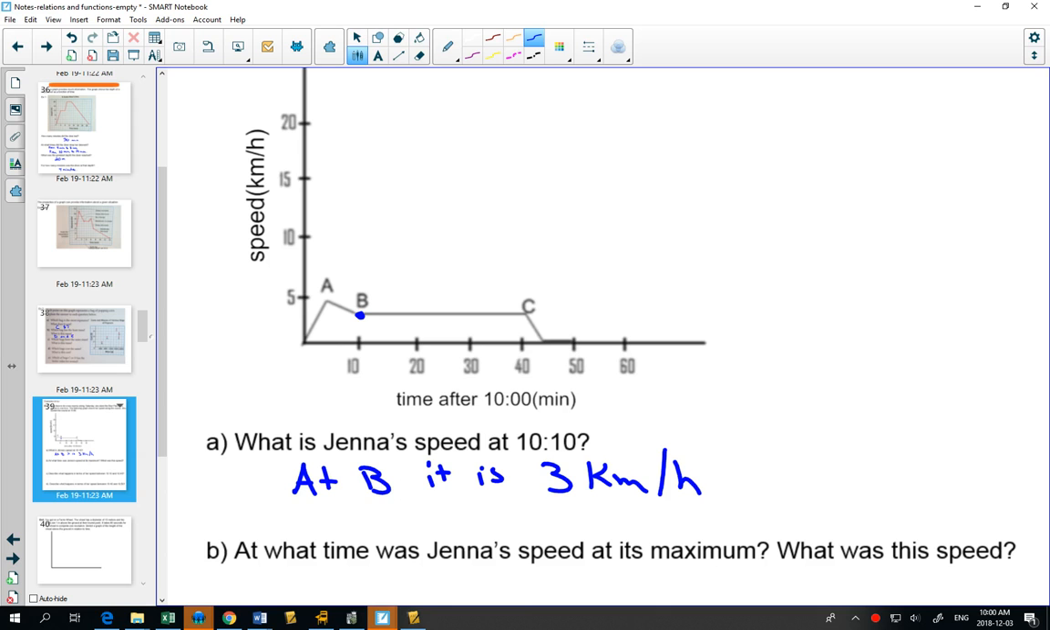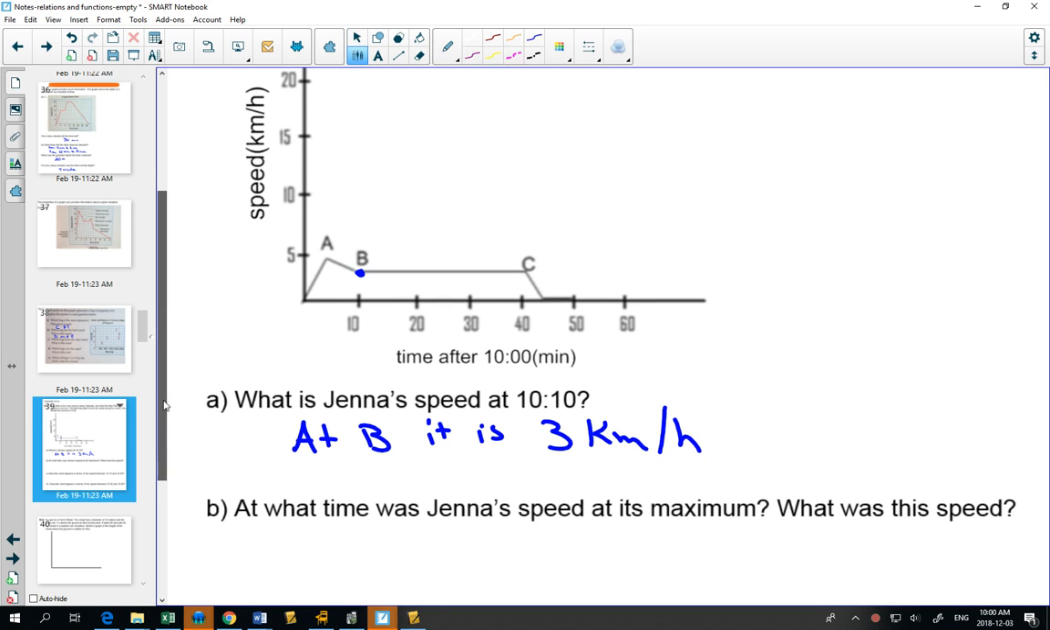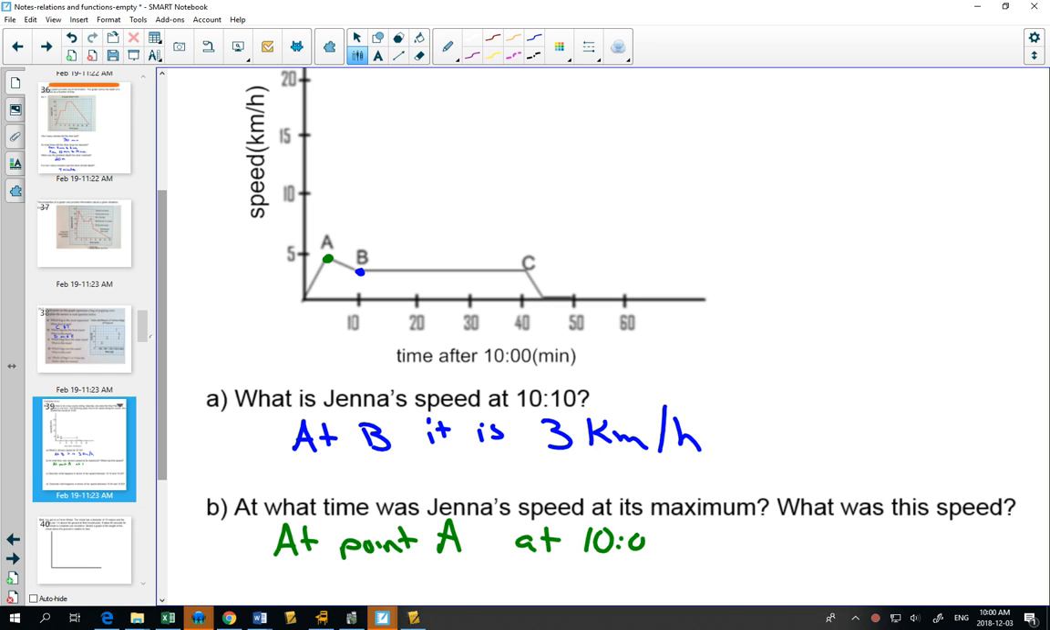What is Jenna's speed at its maximum? And what time? It looks like the time is going to be at point A, right? That's the maximum at point A. We would say at 10:05, her max speed, we'll say that's close enough to be 5 kilometers per hour.